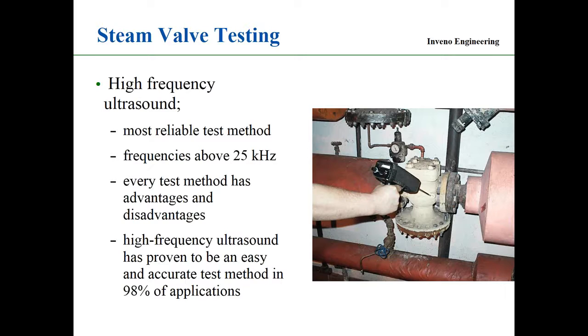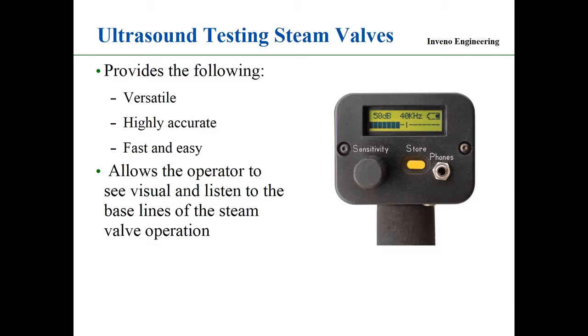Every test method has advantages and disadvantages. So I'll be talking about advantages, but I'll also be talking about some of the disadvantages. High frequency ultrasound has been proved to be an easy and accurate test method, 98%. I've been on valves as large as 12 inches in diameter and been able to tell if it's leaking, and the exact point of leakage on the valve. It's very easy, but there are a few things I want to go through when you're conducting the test. Setting up the ultrasonic units is very versatile, highly accurate, fast, and easy.